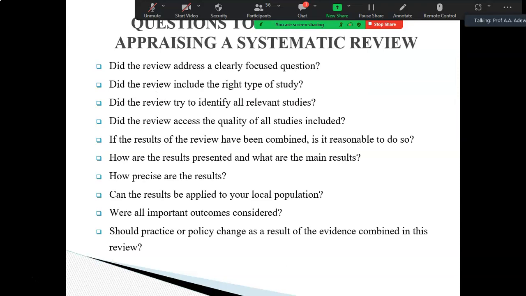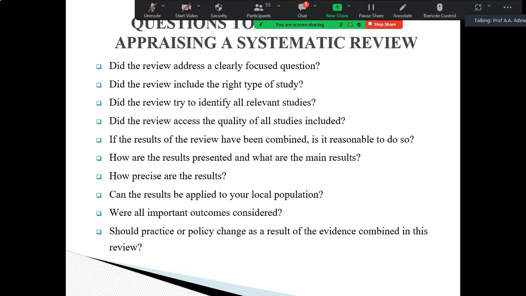When we have a systematic review in our hand, what are the questions to consider when we appraise a systematic review paper? The first is, did the review address a clearly focused question? That was where we actually started from with our PICO format or our SPIDER. Did the review include the right type of study? Did the review try to identify all relevant studies? And this will be all encompassing. Did the review assess the quality of all studies included using those checklists that we discussed earlier on?